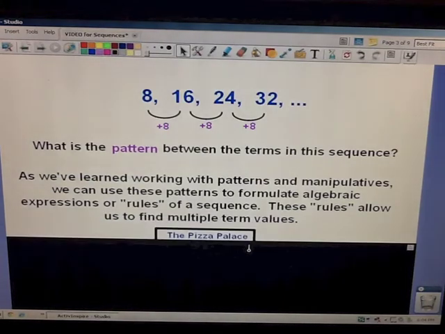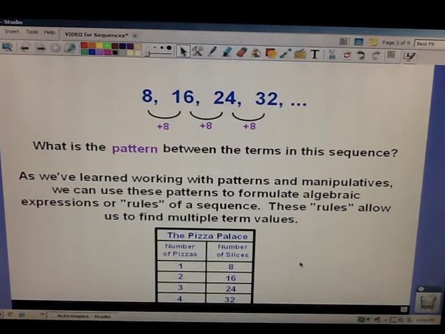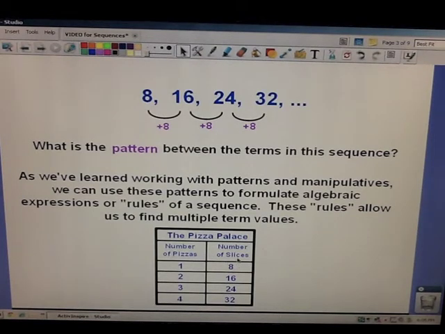As we've learned working with patterns and manipulatives, we can use these patterns to formulate algebraic expressions or rules of a sequence. These rules allow us to find multiple term values. So looking at our Pizza Palace table again, if we wanted to know how many total slices of pizza we would have if we ordered 20 pizzas, then we could use our algebraic rule to help find that.